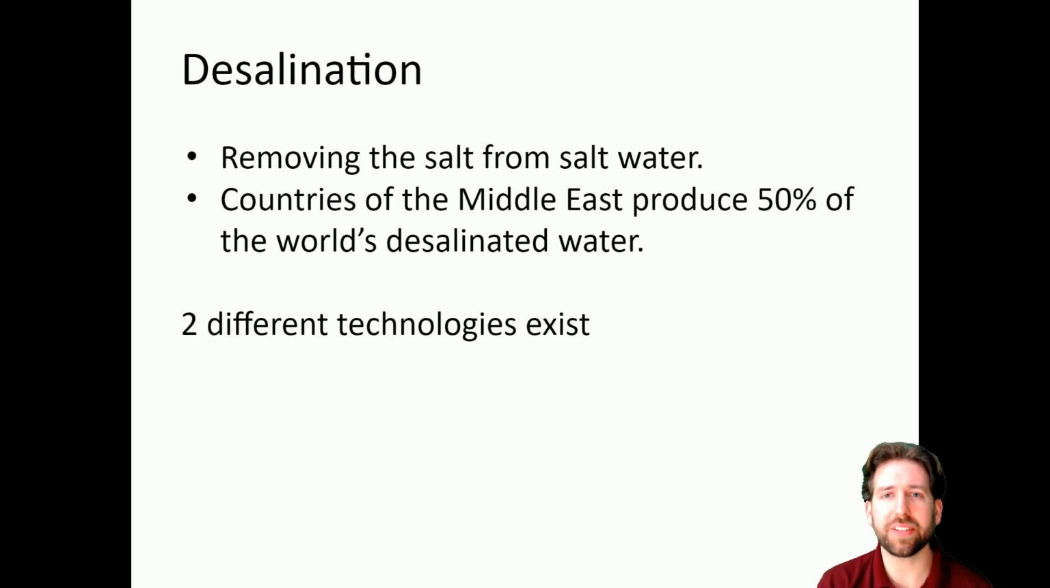We call the process desalinization, the removal of salt and everything else that's in ocean water, from ocean water. So hopefully we can make fresh water out of these places where we don't have accessible water naturally. Countries in the Middle East produce 50% of the world's desalinated water, mostly because of dependency. They need fresh water, and they're not getting as much rain as other areas. So they definitely need to work on those technologies to meet the needs of their people.